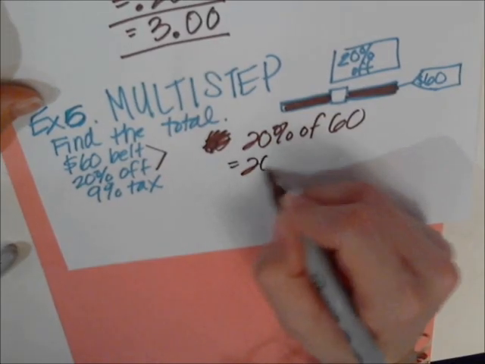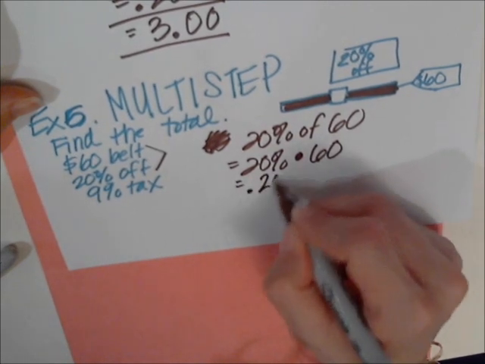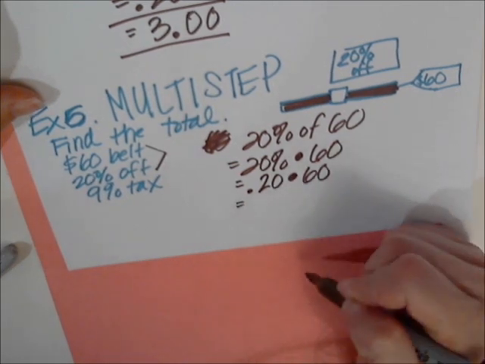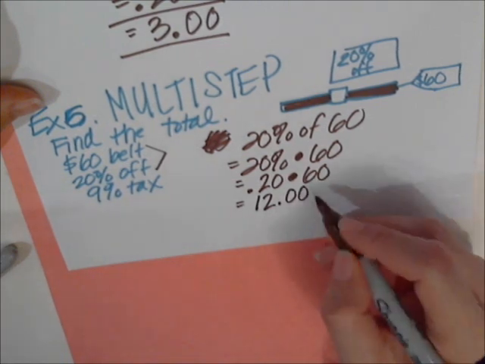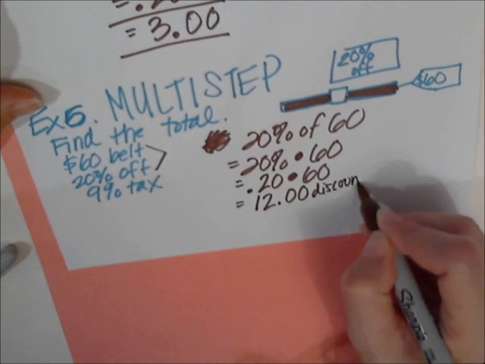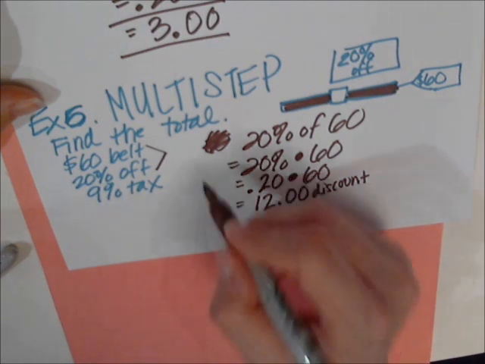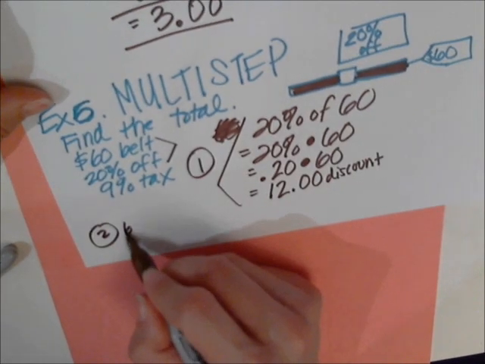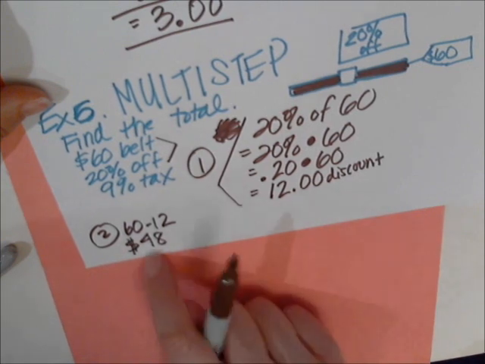So we're going to go 20% times 60. We have to put a decimal, 0.20 times 60, and that is going to equal $12. So that is the discount. So that's how much we get. Now a discount is what we get off of a price, so I'm going to subtract in step 2. So this was step 1. Step 2, I take 60 minus 12 and I get $48. So that is my sale price.